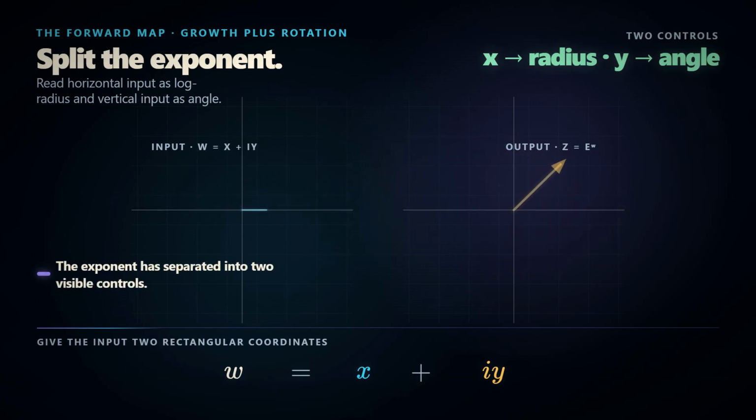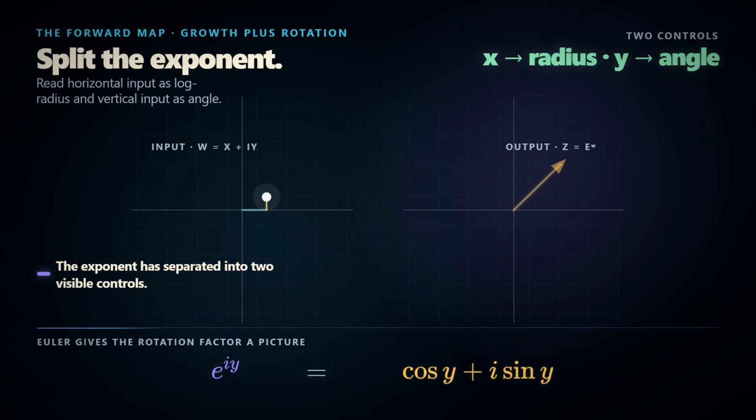Give the input rectangular coordinates, w equals x plus iy. Here x is horizontal and y is vertical. Split the sum inside the exponent, one operation at a time. First write e to the x plus iy. Then use the addition rule to obtain e to the x times e to the iy. The two input directions now control separate visible factors.